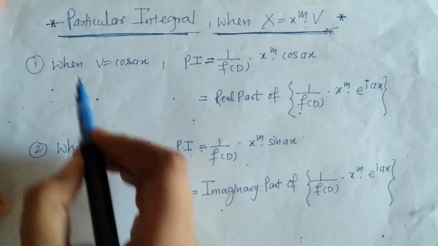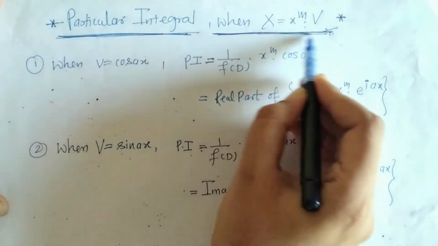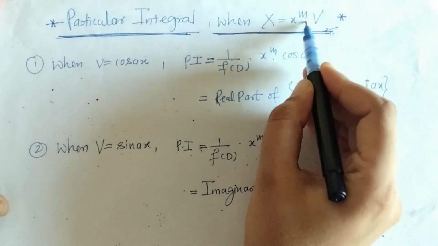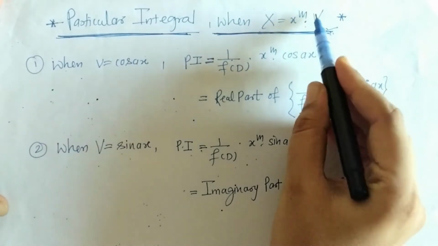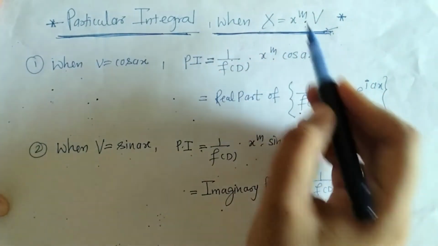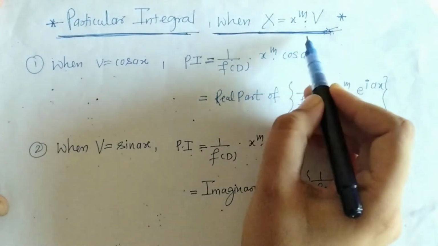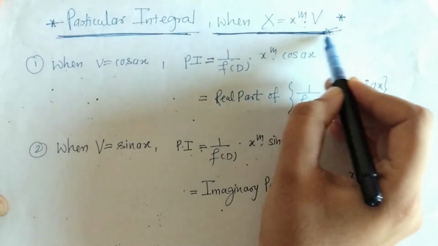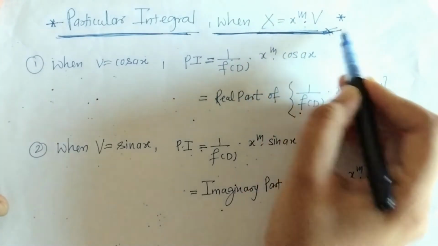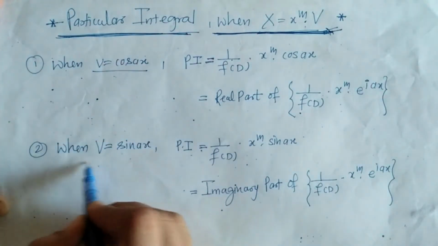Today we are going to solve the particular integral when we have X equal to x raised to m into V. Here V is sin ax or cos ax, and m is a positive integer. In the last lecture we saw how to proceed for this type of X when V is sin ax or cos ax.